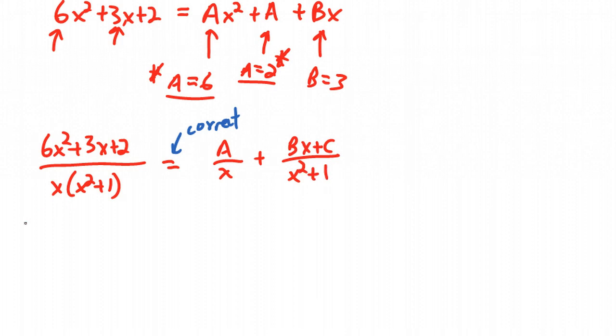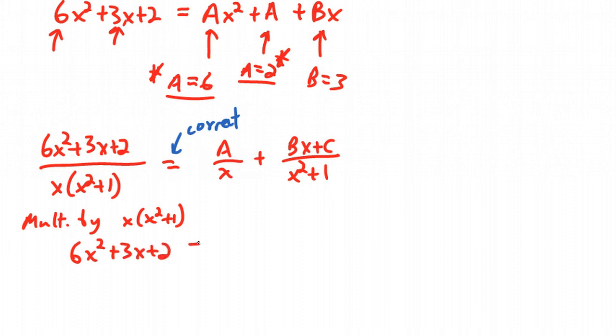Okay, and now notice, again, we multiply both sides by x times x squared plus 1. And notice the left-hand side, again, would simplify to be this. The right-hand side, we'd have a times x squared plus 1, because when we multiply this factor here by a over x, the x's cancel, and we're just left with x squared plus 1 and the a. And then when we multiply this factor by x times x squared plus 1, the x squared plus 1's cancel, so we're left with bx plus c times x.